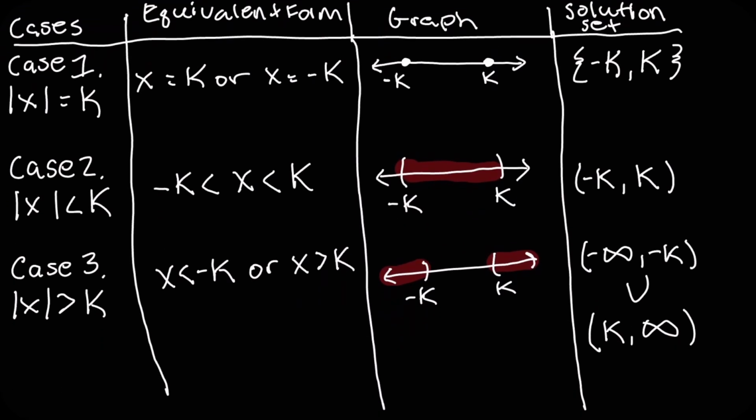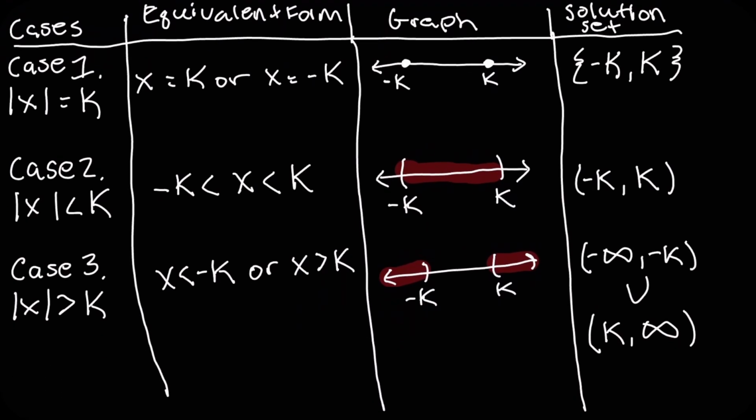Our first case: the absolute value of x is equal to k. So we'll have x is equal to k or x is equal to negative k, because this is the distance on our line, without any direction, from a to 0. So our graph will look like this, and then our solution set would be negative k, comma, k.